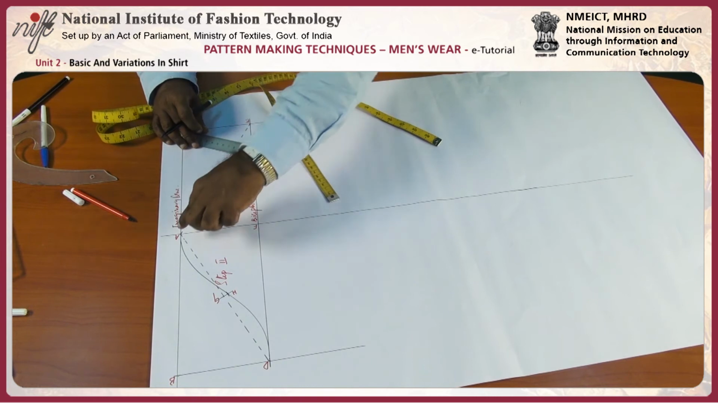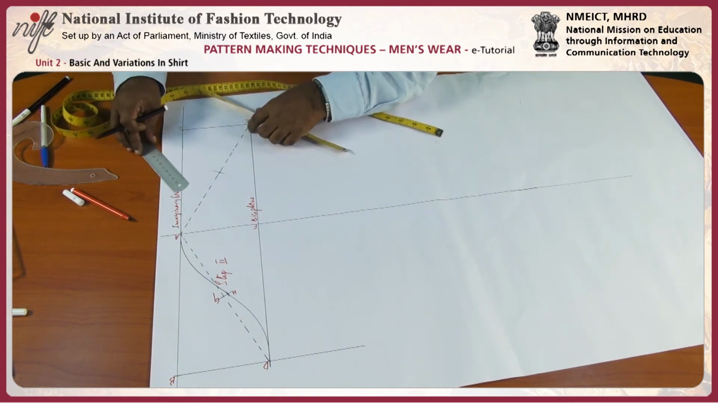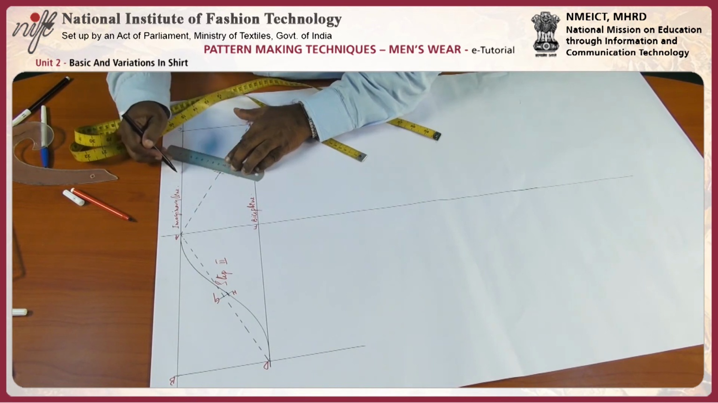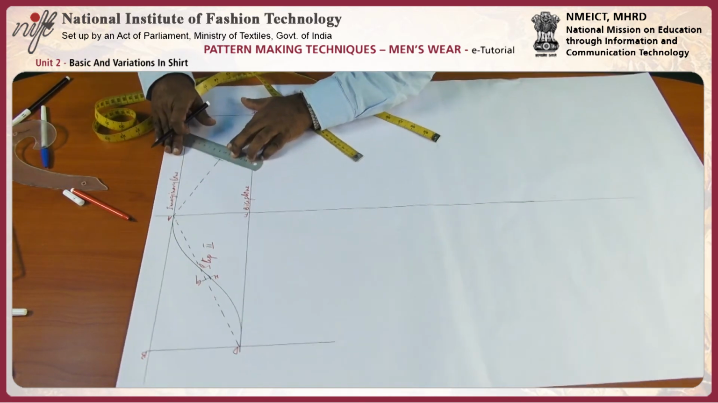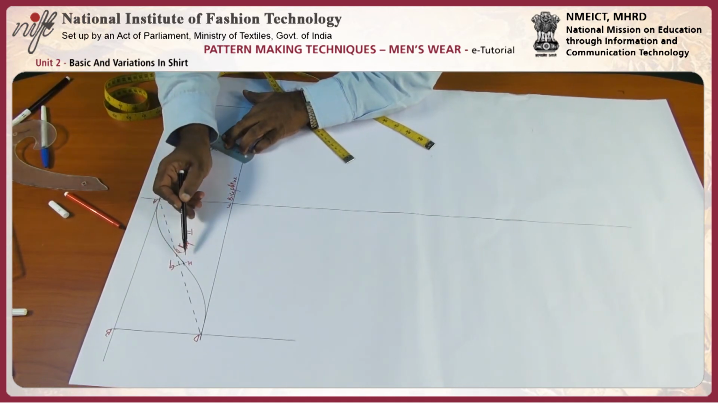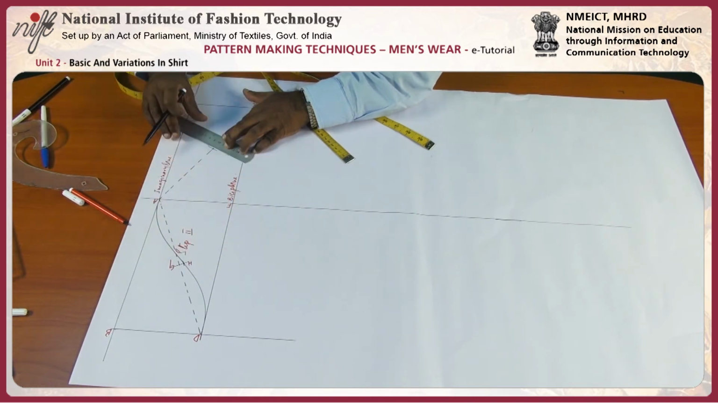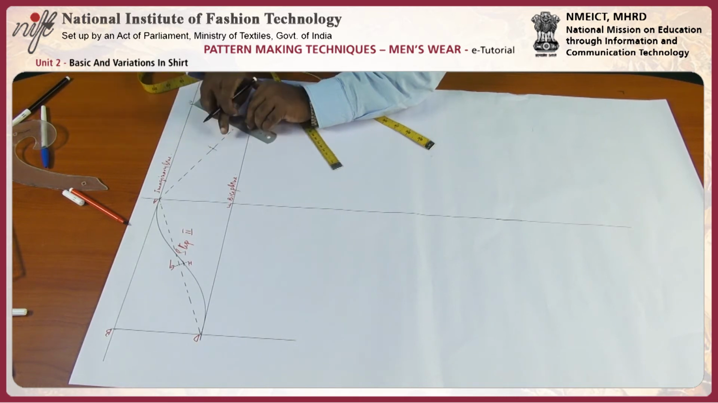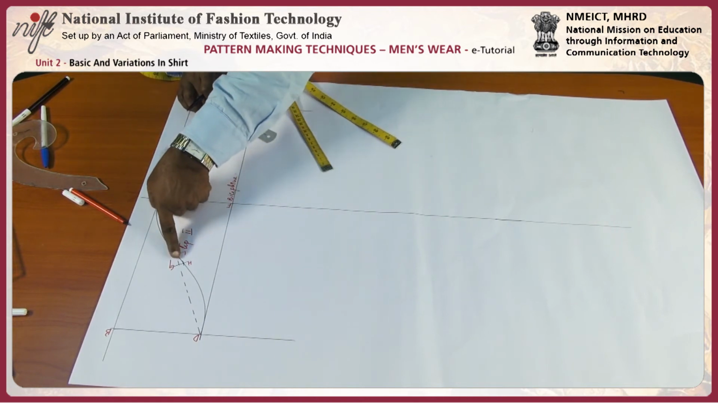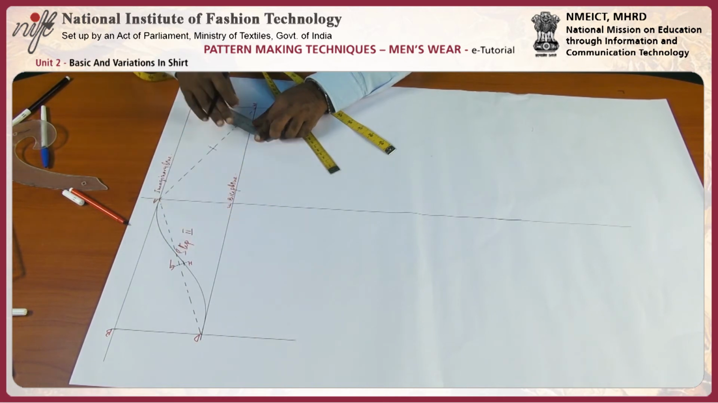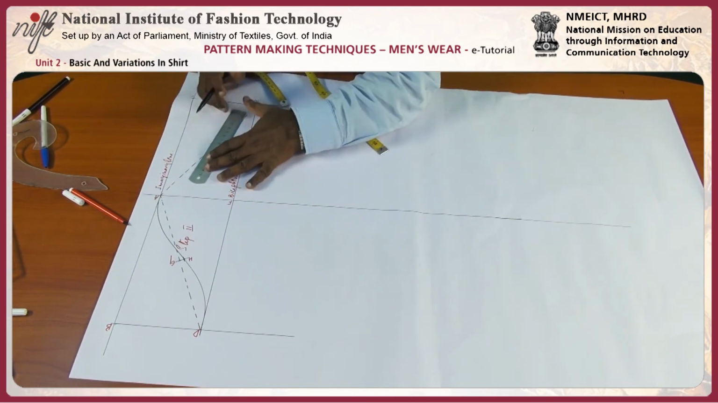Then draw perpendicular line to the dotted line. Then measure 6 mm facing the imaginary line, whereas the other case is facing towards the bicep line. 6 millimeter should be measured facing towards imaginary line. Here it's measured facing towards the bicep line. So give a cross mark.